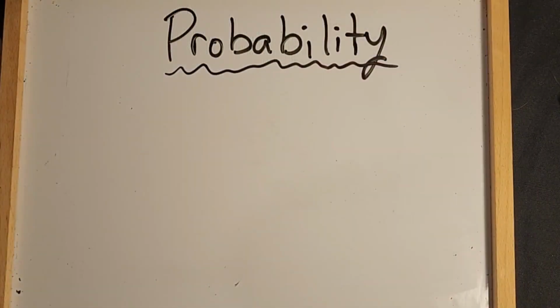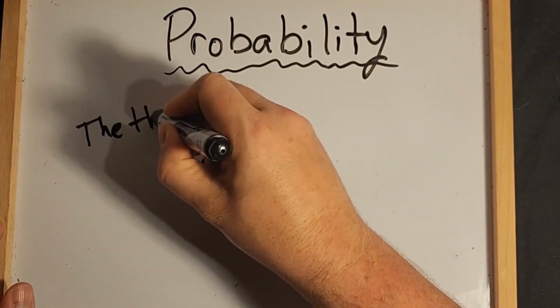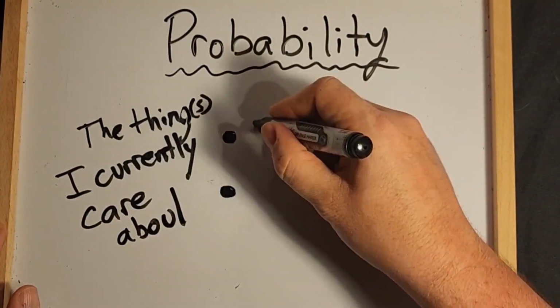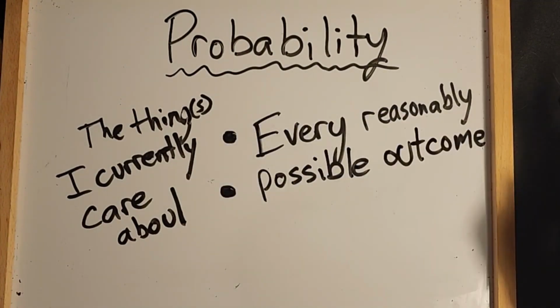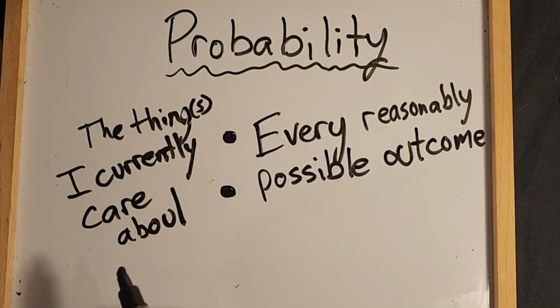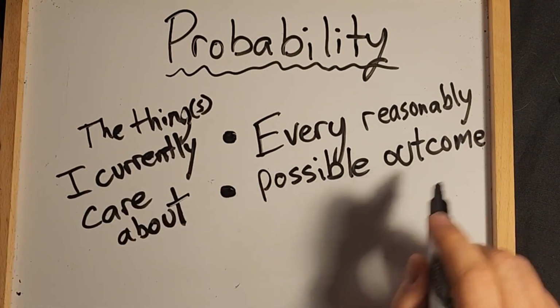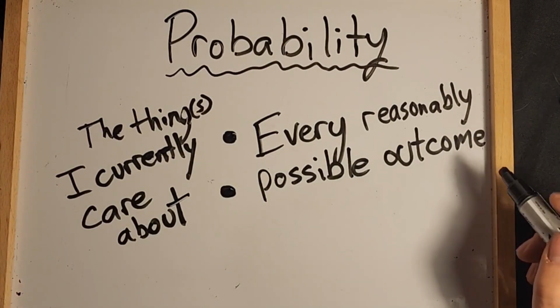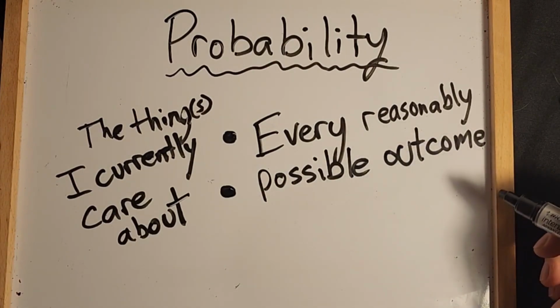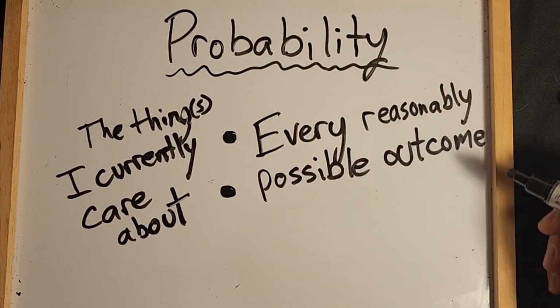concept of probability. So probability is a way of expressing something may be happening mathematically. It's a ratio, and oftentimes you can think of it like this. On one hand, you've got the thing or things that I currently care about. And on the other hand, the other side of the ratio colon, you've got every reasonably possible outcome. And you count them out.